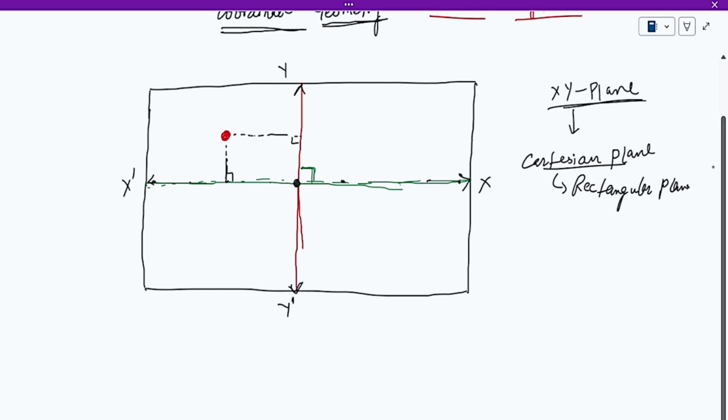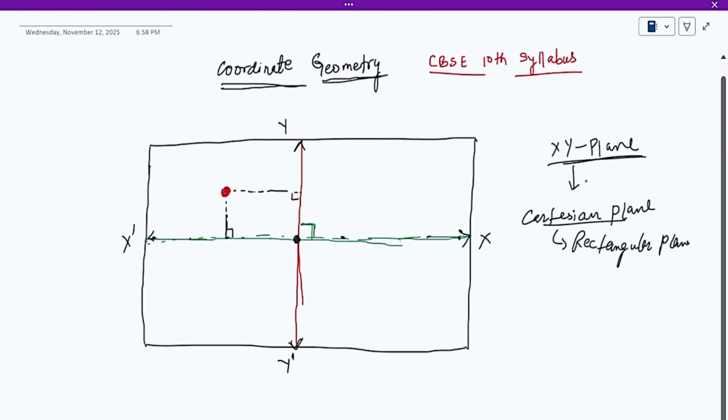I hope it is clear what the meaning of XY plane, rectangular plane, and Cartesian plane is. These are all nothing but a surface divided into four parts with one horizontal reference line and one vertical reference line. These reference lines we call axes. The horizontal one we call the x-axis.